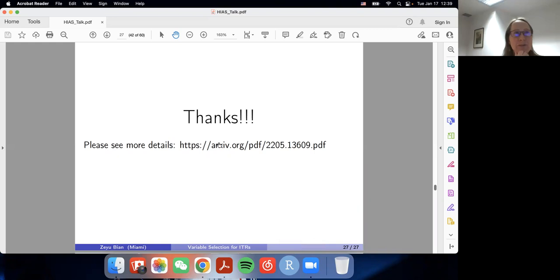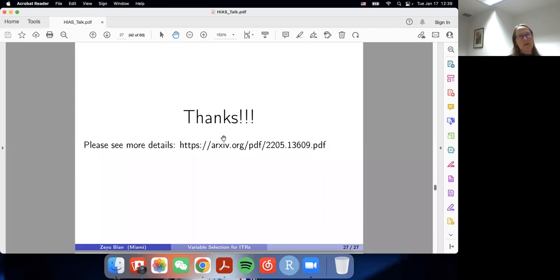And what's the computational speed like? The computational speed is pretty good, yeah. It's basically because we're using glmnet to fit the penalized models. Yeah.